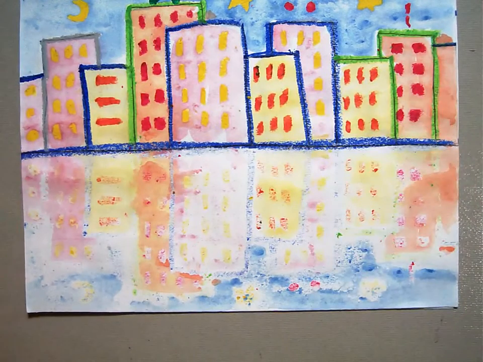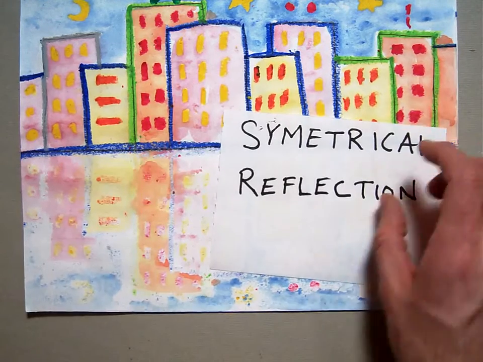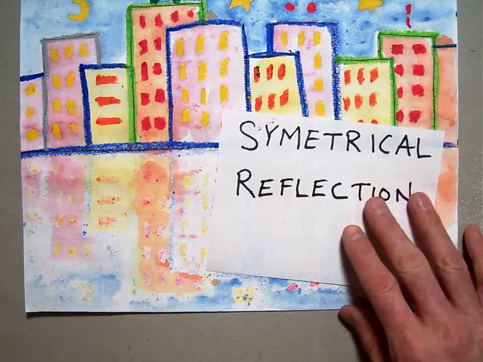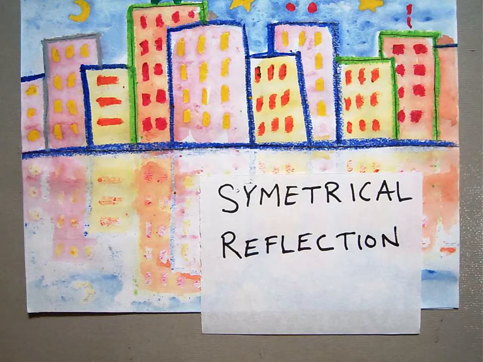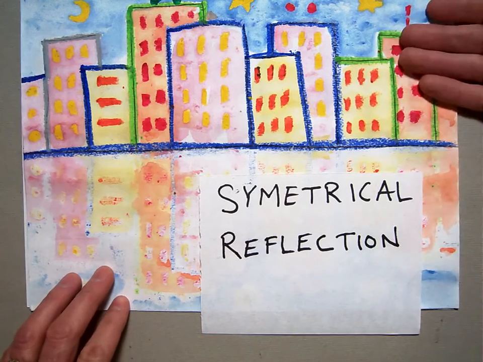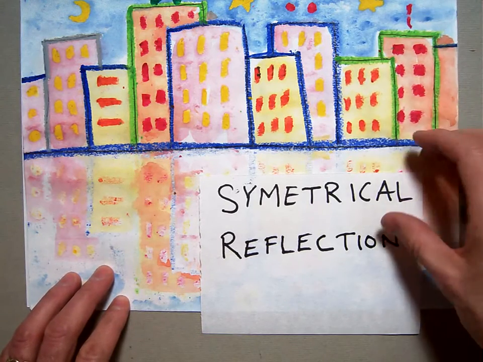The next thing that we're going to talk about is symmetrical reflection. We've talked about the word symmetrical. Can anyone raise their hand and remind us what it is? Yeah, right. Symmetrical is whenever anything on one side is exactly the same as the other side.